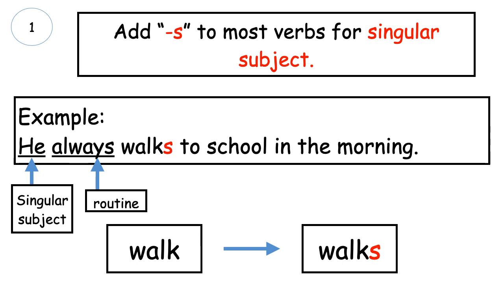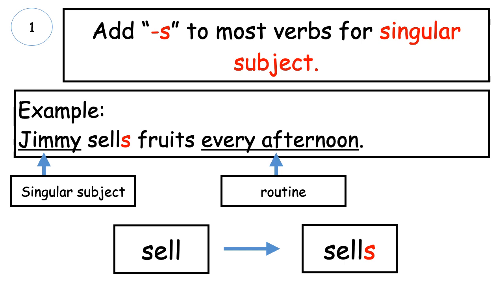Alright? Okay, for the second example, Jimmy sells fruits every afternoon. Every afternoon here shows that this is a routine. Alright, and Jimmy is a singular subject, so we have to add s to the verb. Alright, Jimmy merupakan seorang lelaki, jadi kata kerja dia mesti ada s. So sell, kita perlu tulis sells.